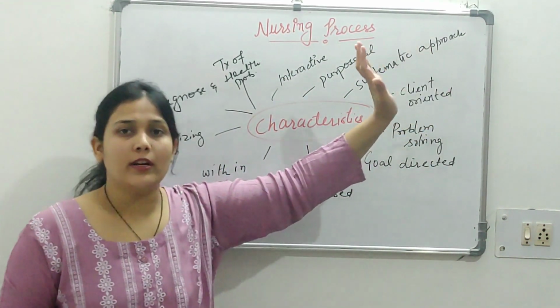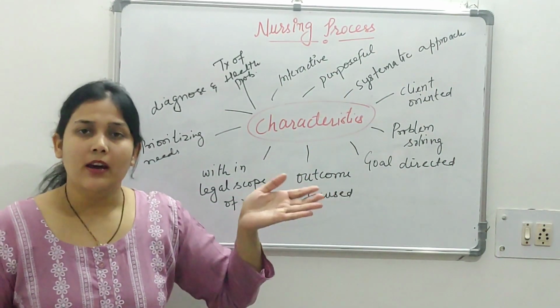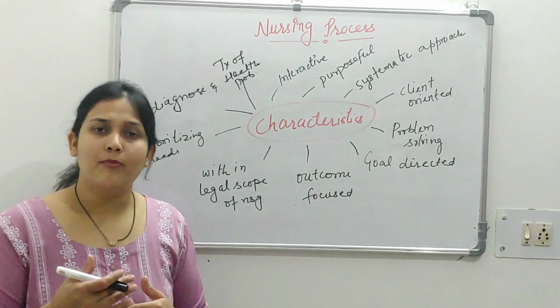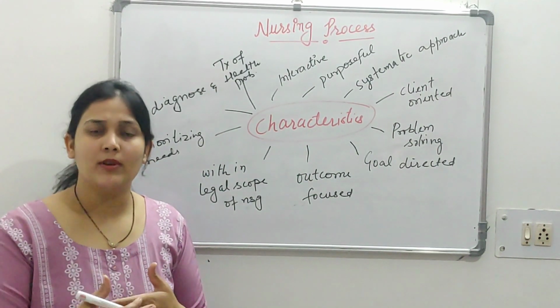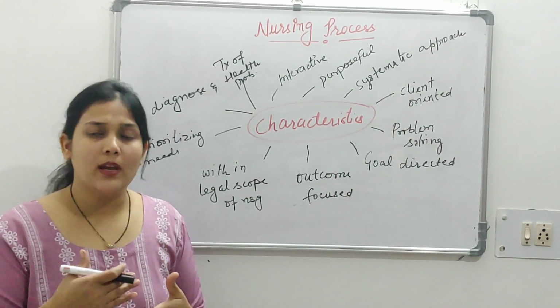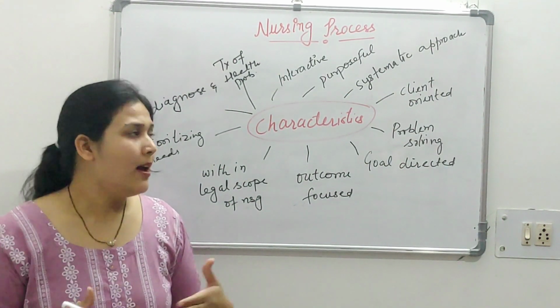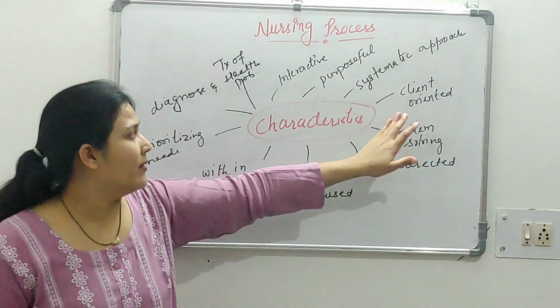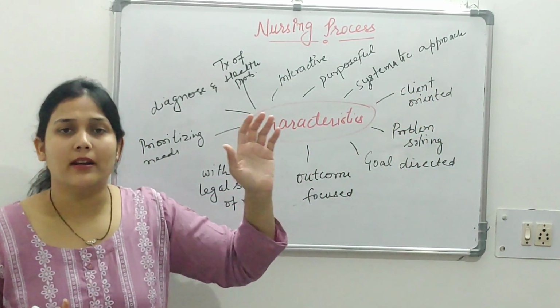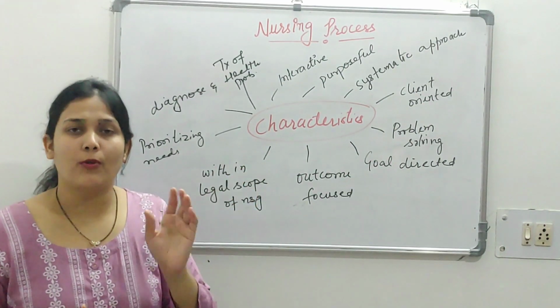Systematic approach, already I told you how it is systematic. Systematic कैसे है? Deliberate and systematic process. Deliberate में क्या है, जो नर्स और क्लाइंट के बीच में जो बातचीत है, इंटरेक्शन है, that should be purposeful, friendly and identifying the need. Third is client oriented. तो क्लाइंट की नीड्स को हमें आइडेंटिफाई करना है एंड वी हैव टू प्रोवाइड केयर.